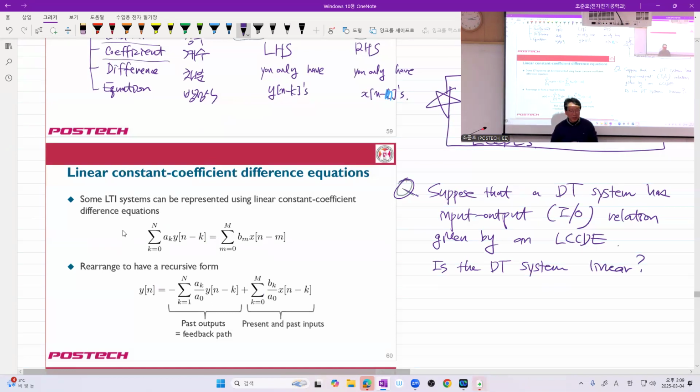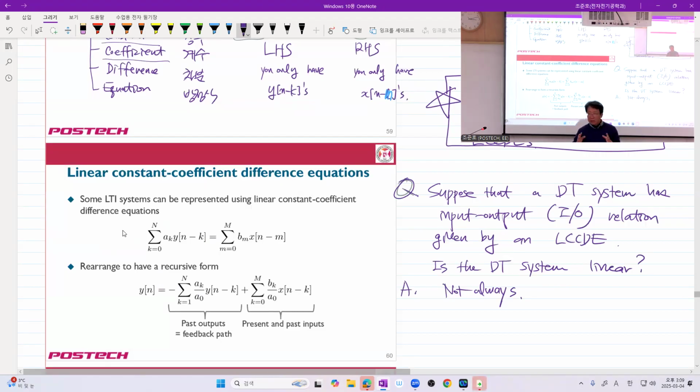Many of you may regard this question as stupid because the input-output relation is completely linear. How can a DT system described by an LCCDE be some nonlinear system? And unfortunately, the answer is: not always. Why? You've already seen this in your differential equations course.